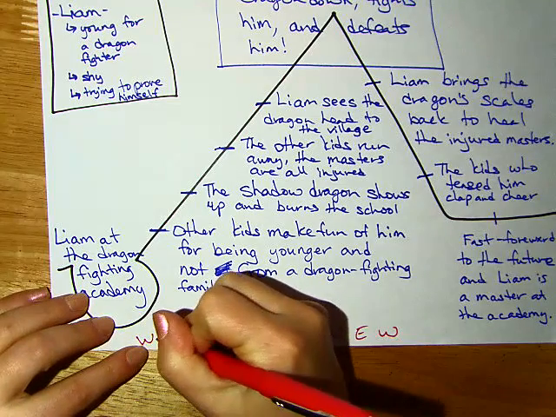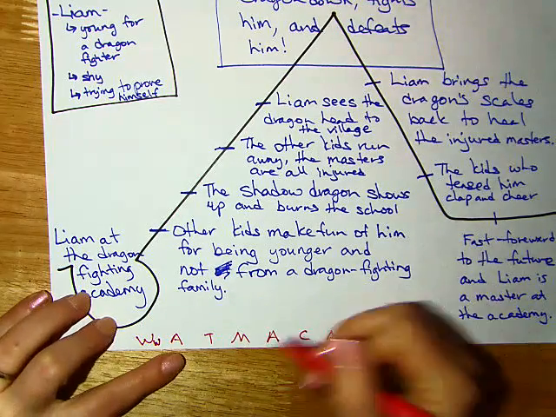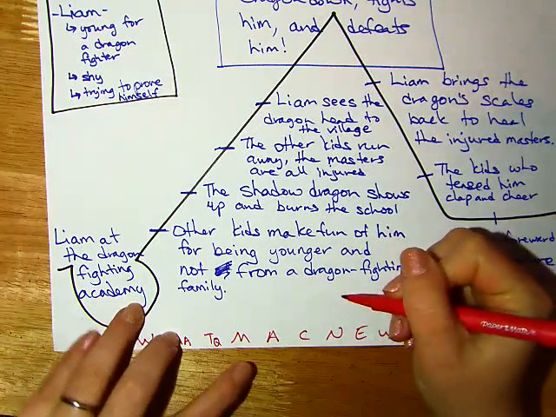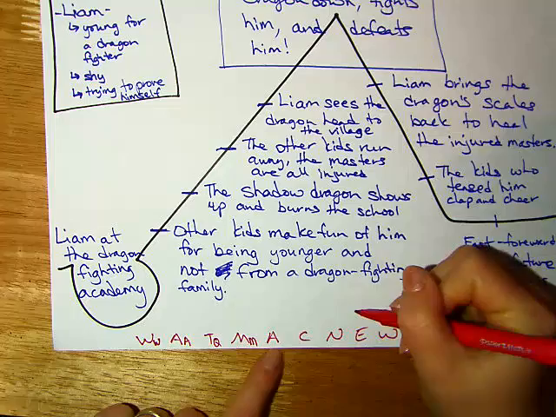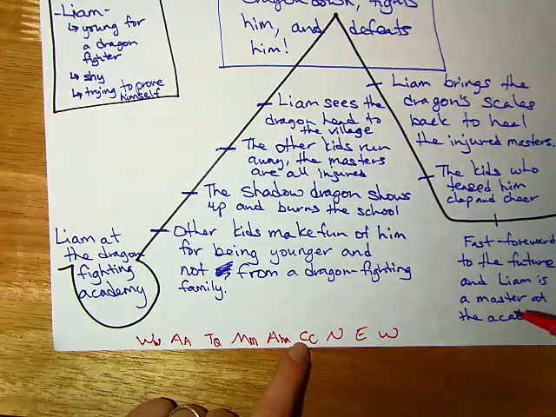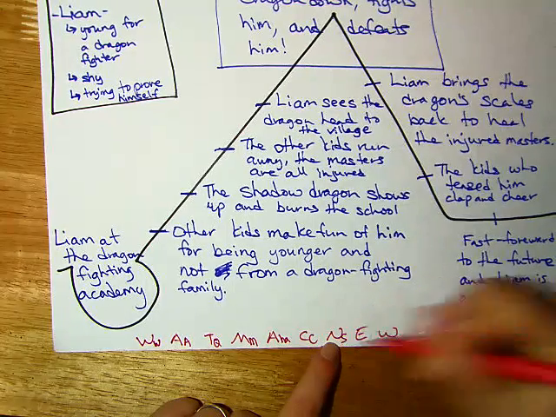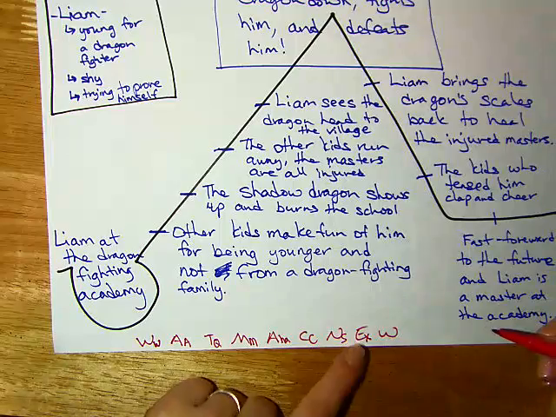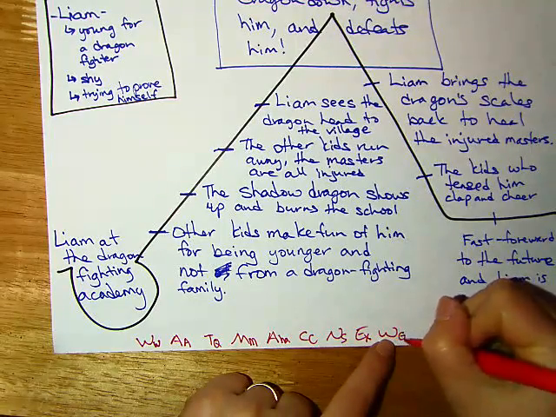So W is words of the wiser. That A is again and again. T for tough questions. M for memory moment. A for aha moment. C, contrasts and contradictions. N, numbers and statistics. E, extreme or absolute language. And the last one, W, for word gaps.